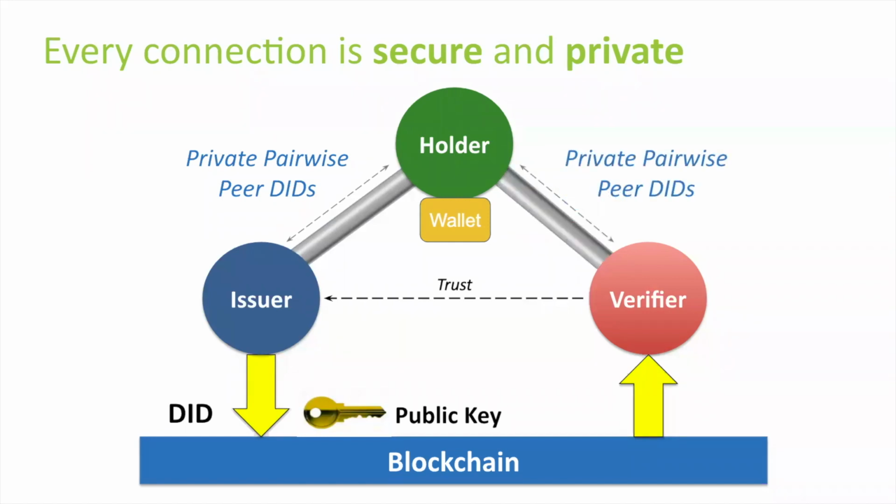And then on the other side, there is a pipe between the holder and the verifier. And by the way, these pipes don't have to exist at the same time or be used simultaneously. So the holder and the issuer communicate whenever they want to, and the holder and the verifier communicate whenever they want to. Those strong pipes are the things that provide the basis for both security and privacy in this ecosystem.